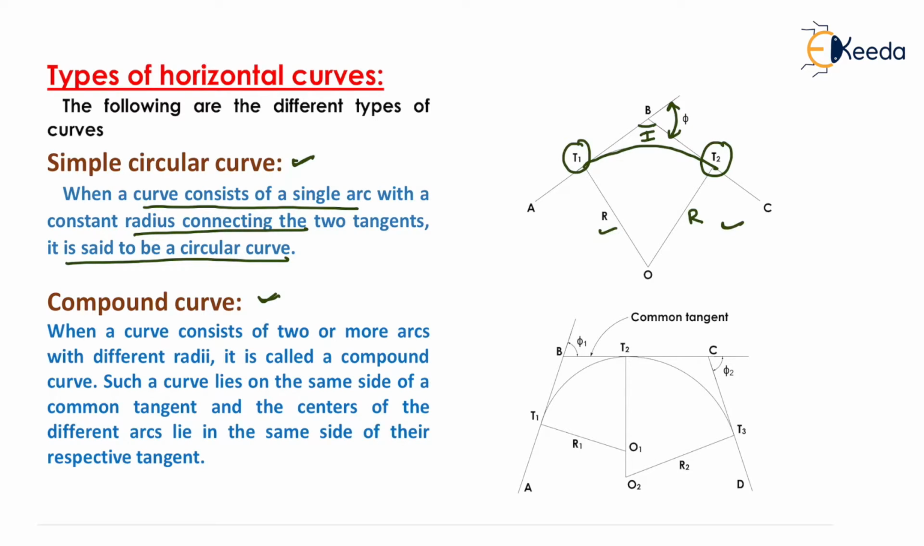Now the next curve is the compound curve. When a curve consists of two or more arcs with different radii, it is called a compound curve. Here, one curve is of radius r1 which is shown here, and another is of radius r2 which is shown here. Such a curve lies on the same side of a common tangent which is shown here, and the centers of different arcs lie on the same side of their respective tangent which is shown here.